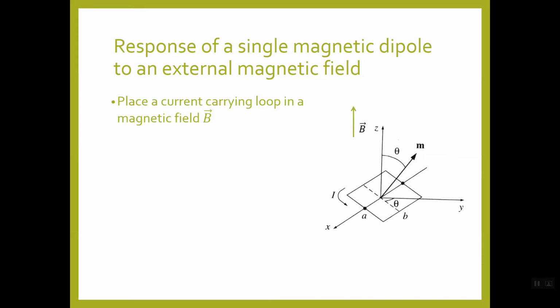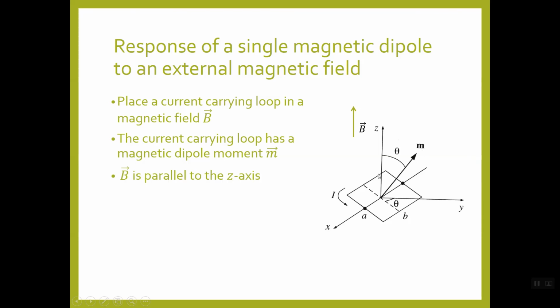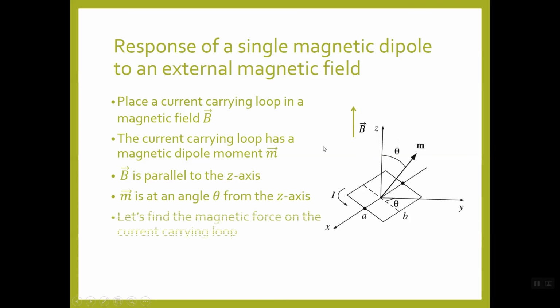So if we have a current carrying loop in a magnetic field B, and we say the current carrying loop has a magnetic dipole moment m that we see here. If we put the B field in the z direction, then the angle theta here is the angle that the magnetic dipole moment makes with the B field, or the z axis. So we're going to find the magnetic force on this current carrying loop of wire that's in this magnetic field.